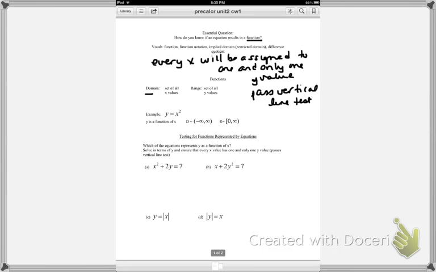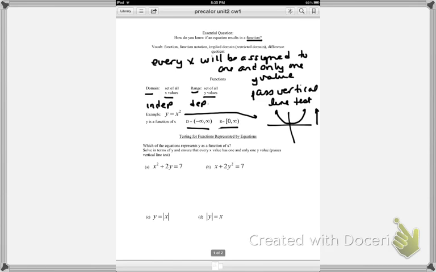We will be visiting domains, the set of all x values, these are your independent variables, and your range, the set of all y values, these are your dependent variables. So let's take a look at your parabola. Your parabola, your quadratic, is a function. It passes a vertical line test. Its domain is all real numbers. Every x is assigned to one and only one y. Its range is from 0 to infinity. You will never get a negative when you square a number.